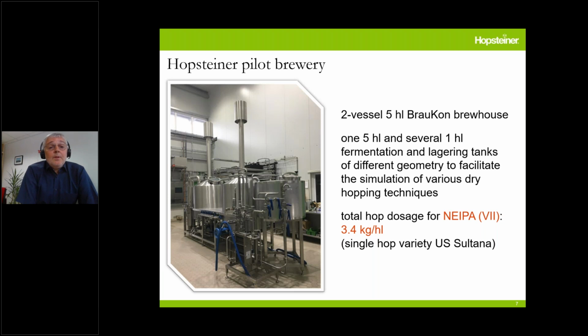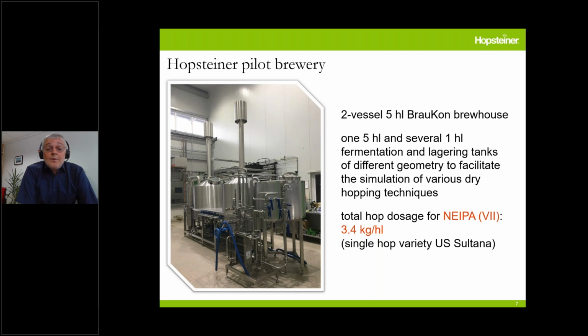We have produced a New England IPA also in our Hopsteiner pilot brewery. This is a picture of it. It's a 2-vessel, 5 hectoliter Braucon brew house. We have one 5 hectoliter and several 1 hectoliter fermentation and lagering tanks of different geometry to facilitate the simulation of various dry hopping techniques.